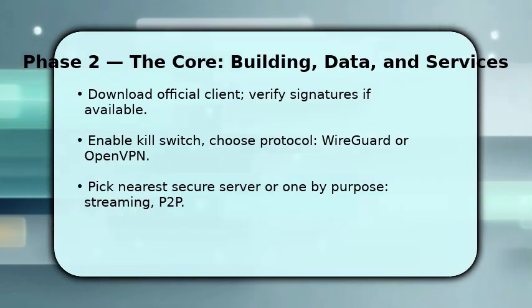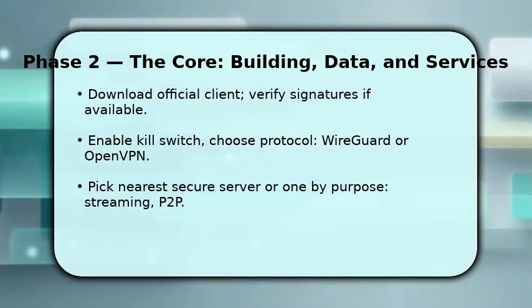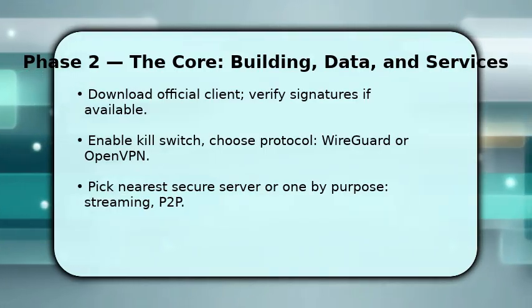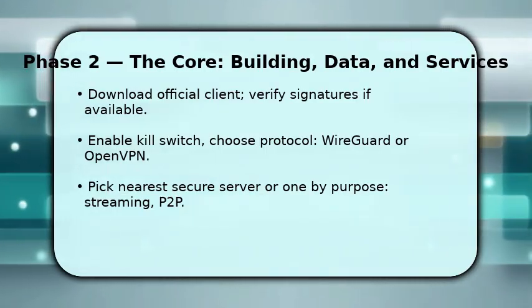Next, select a protocol, WireGuard for speed, OpenVPN for compatibility, and adjust DNS to the provider's secure resolvers. Then choose a server, nearest for latency, or a region optimized for streaming or torrenting. Once configured, you'll be ready to connect and verify protection.